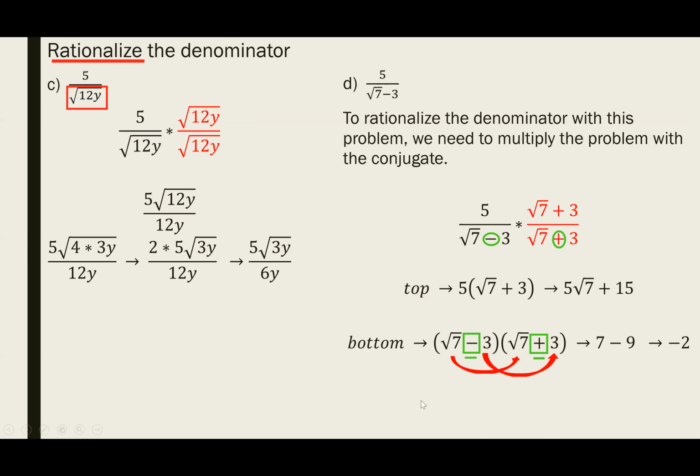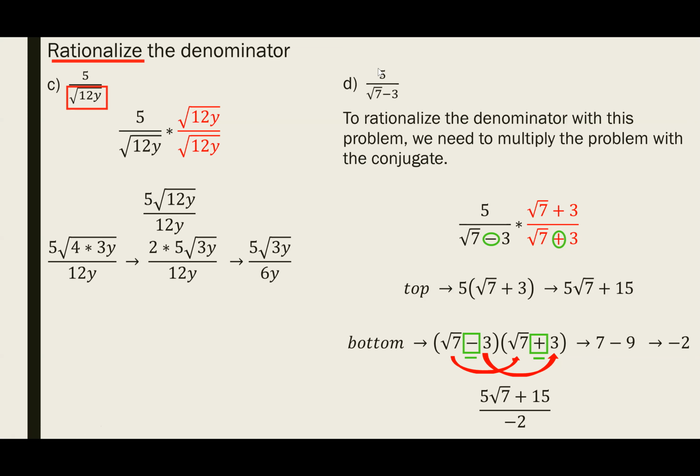The square root of 7 times square root of 7 is the square root of 49. Square root of 49 will give you 7. 3 times 3 will give you 9. And what is 7 minus 9? 7 minus 9 is negative 2. So this is what you have on the bottom, on the denominator: a negative 2.